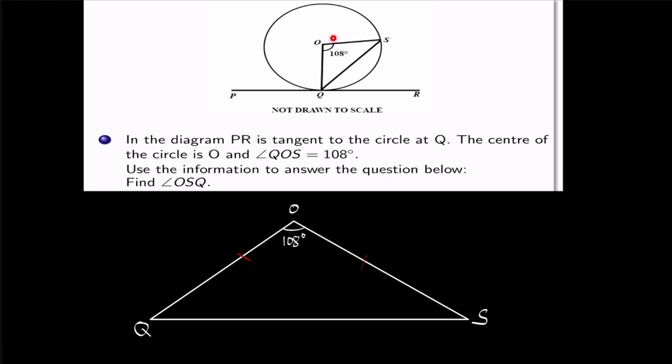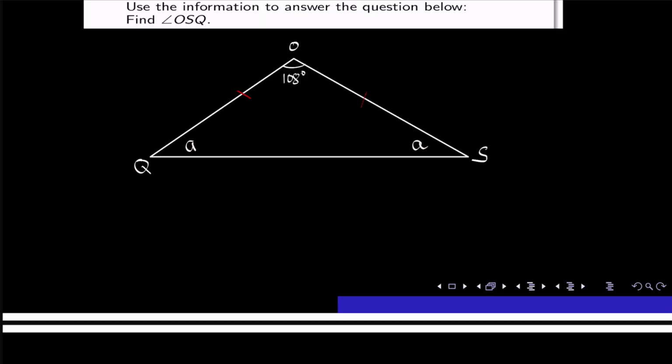We can redraw this triangle. Now, since this triangle is an isosceles triangle, if this angle is A, here will also be A, because these two angles will be the same. And so now let's find A. By definition, the interior angles of a triangle sum up to 180 degrees. And so we are going to have 108 degrees plus A plus A equal to 180 degrees.